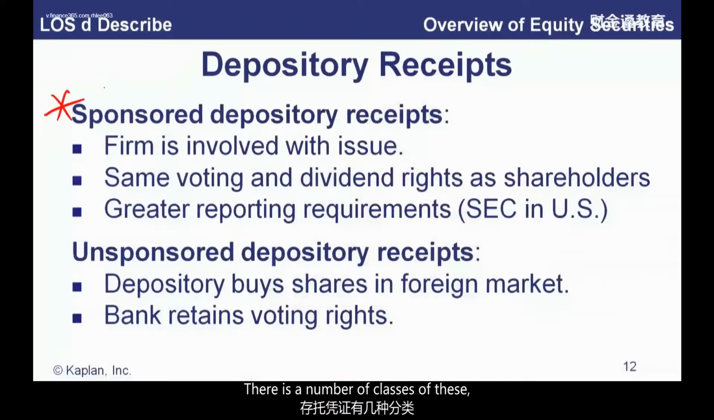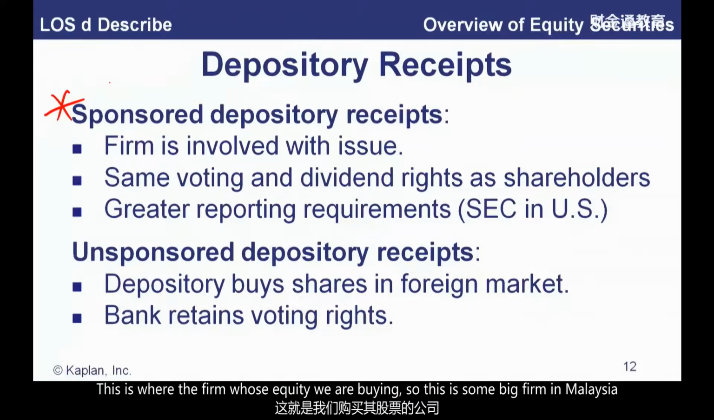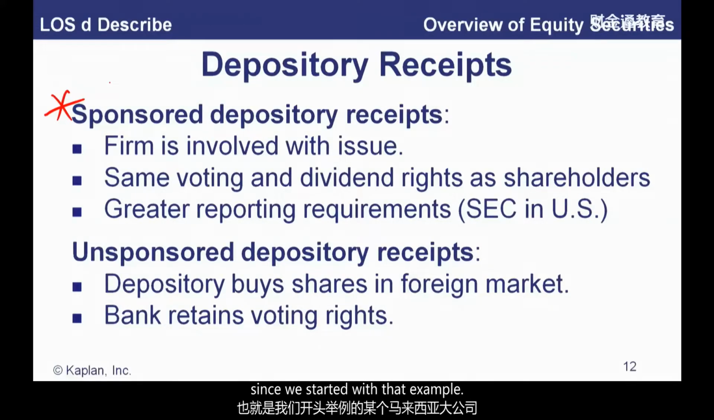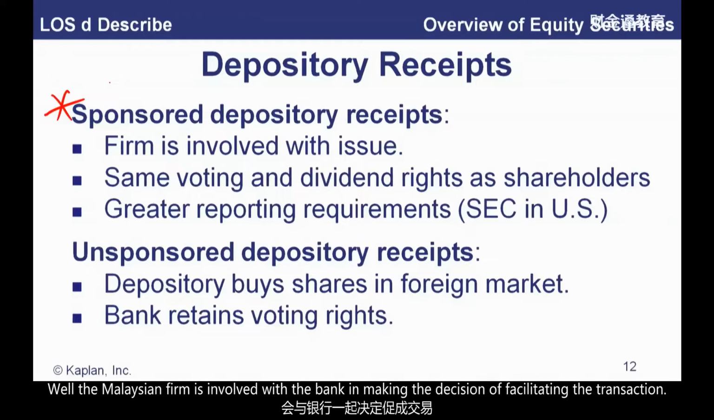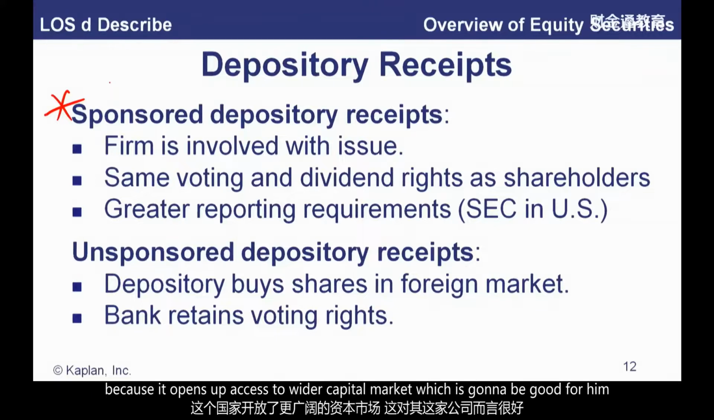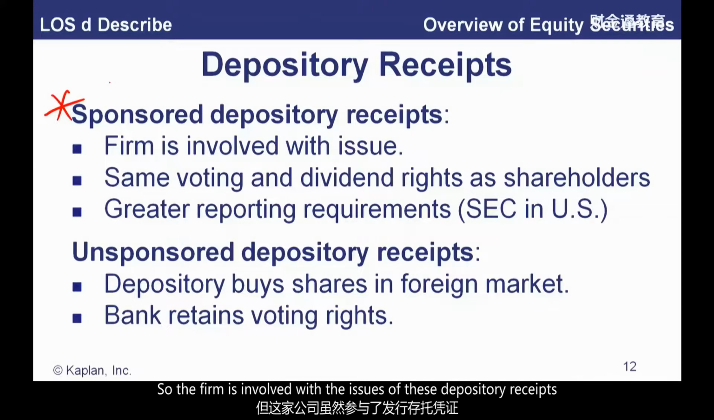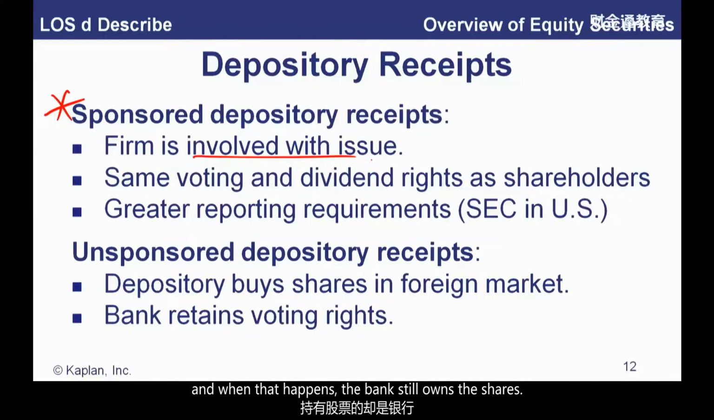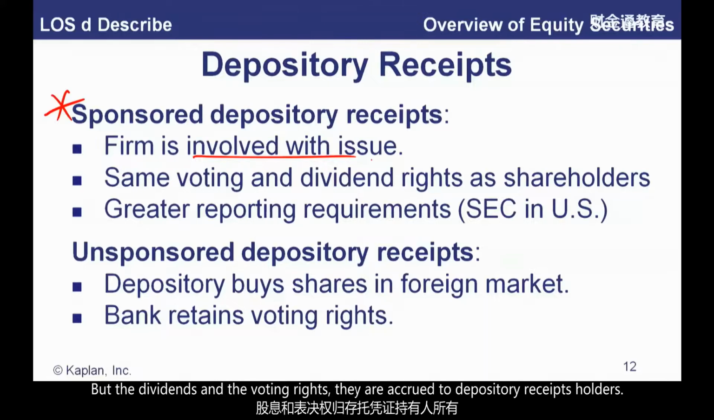There's a number of classes of these. One, the sponsored depository receipts. This is where the firm whose equity we're buying, so this is some big firm in Malaysia, since we started with that example, is involved with the bank in making the decision and facilitating the transaction. After all, the Malaysian firm is probably going to like this because it opens up access to wider capital markets, which is going to be good for them. So the firm is involved with the issuance of these depository receipts, and when that happens, the bank still owns the shares, but the dividends and the voting rights accrue to the depository receipt holders.